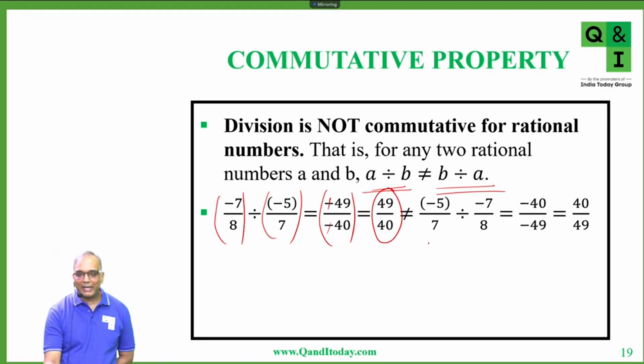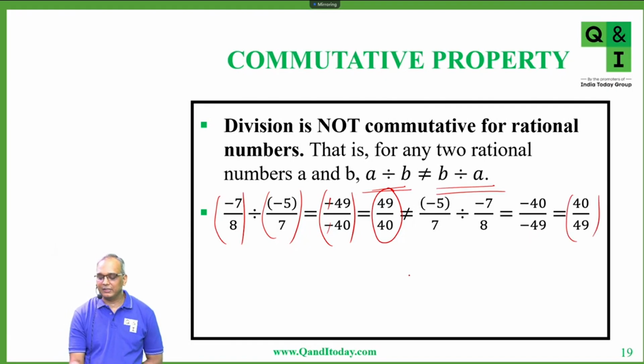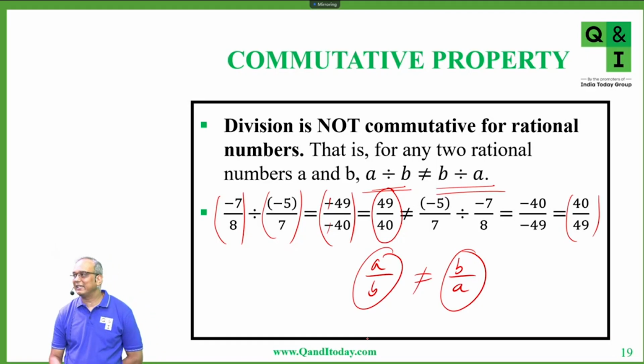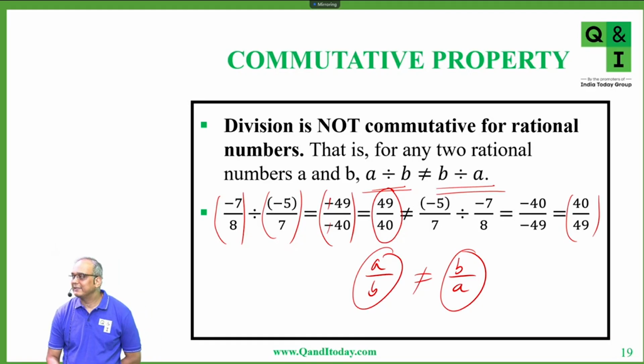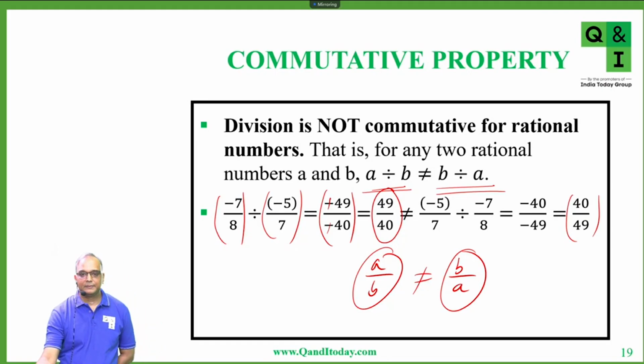And when you do minus 5 by 7 divided by minus 7 by 8, this will be equal to minus 40 by minus 49, that is 40 over 49. That is the reciprocal of the previous result. So A divided by B and B divided by A are reciprocals. They are not equal. That's why we say that division is not commutative for rational numbers. Is it clear? Yes, sir.